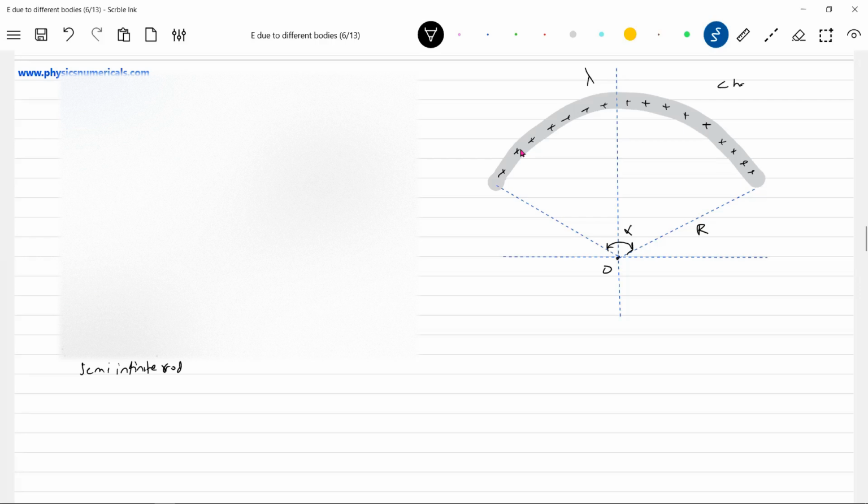So this is a charged arc. Find E bar at the origin due to the charged arc. And what is that arc? The arc will subtend an angle alpha at the origin, and let R be the radius, and let lambda be the linear charge density.